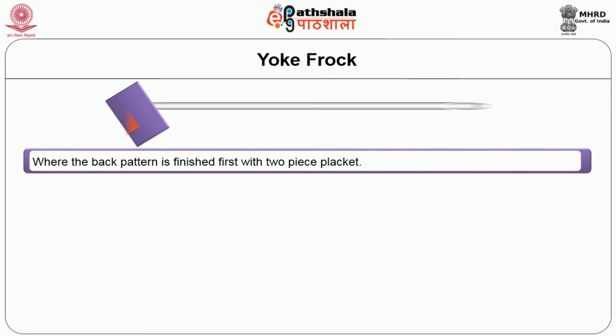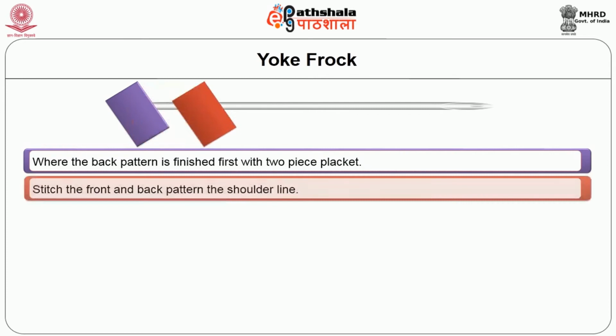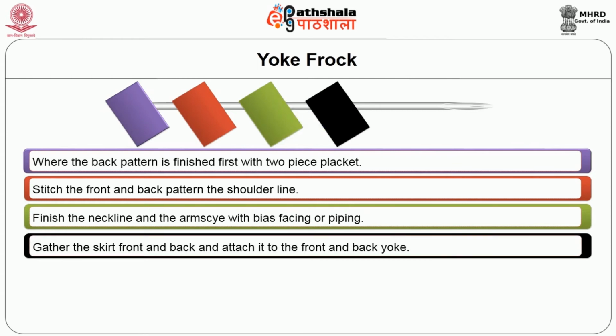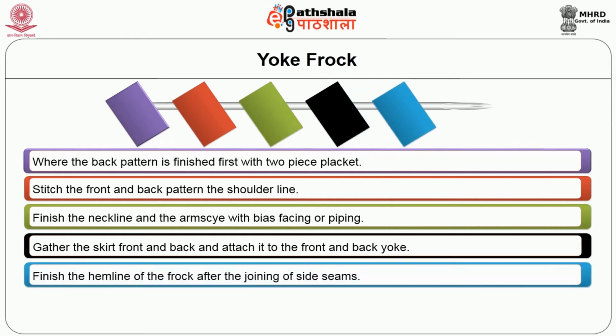First, the back pattern is finished with the two-piece placket. Then, stitch the front and the back pattern along the shoulder line. The neckline and the armscye are finished with bias facing or bias piping. Gather the skirt at the front and the back and attach it to the front and back yoke respectively. Finish the hemline of the frock after joining the side seams.